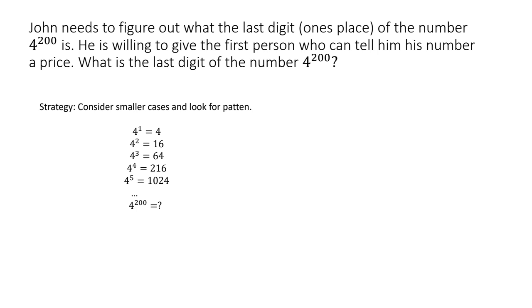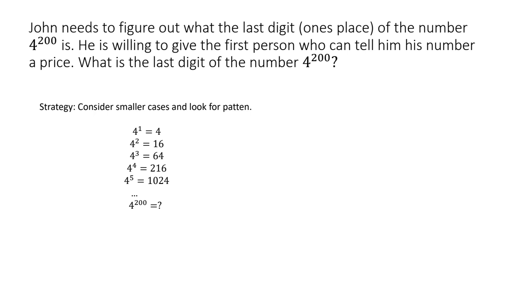The first power, 4 to the power 1, is just 4. Then 4 squared is 16. 4 to the power 3 is 64. 4 to the power 4 is 256. 4 to the power 5 is 1024. You could do this with a calculator or simply by multiplying the 4 as many times as the exponent. Once you have a few examples, then you look for a pattern.